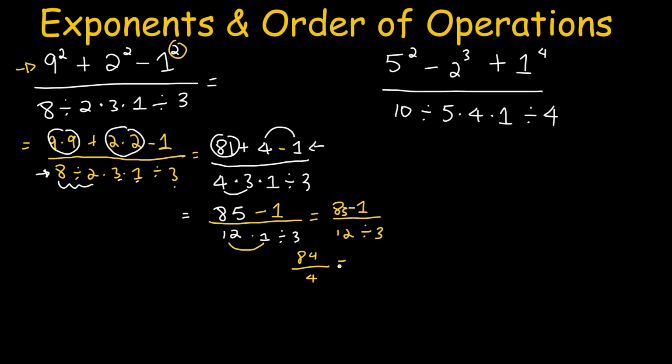And how many times does 4 go into 84? Well, we can simply do this. So let's divide this by 4, that is 2.